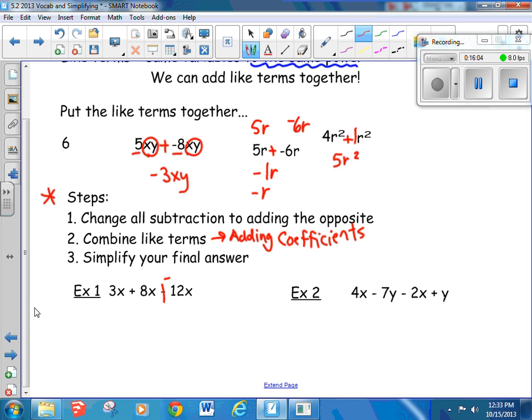Oh wait, but there was no subtraction. Right, I just put the addition in there, so we're adding. Okay, all right, down here. Any like terms in this expression? Any like terms? Mikey?